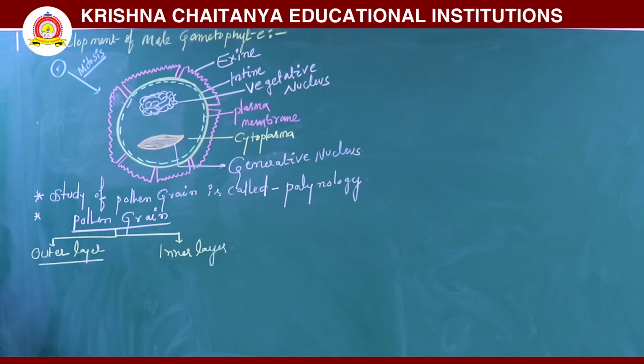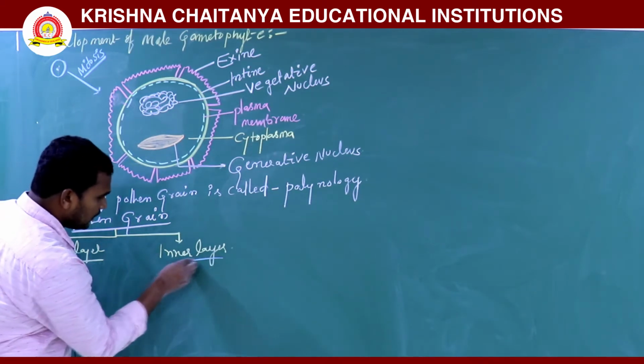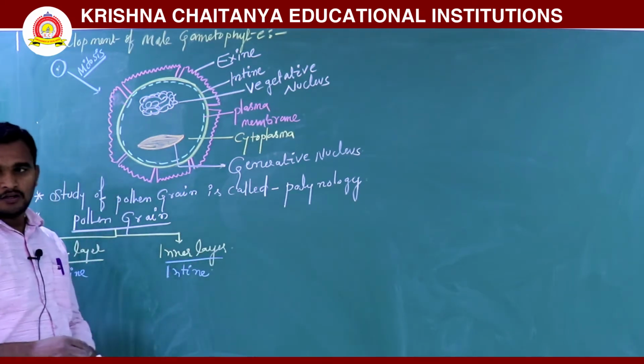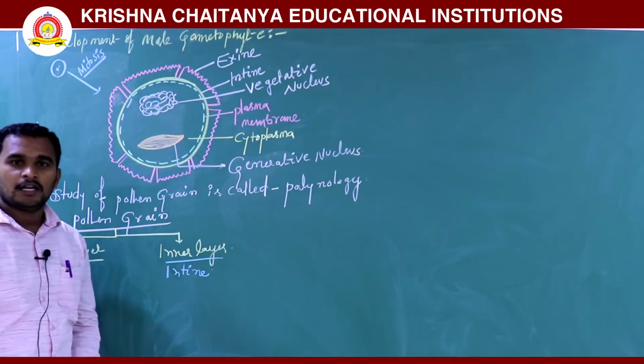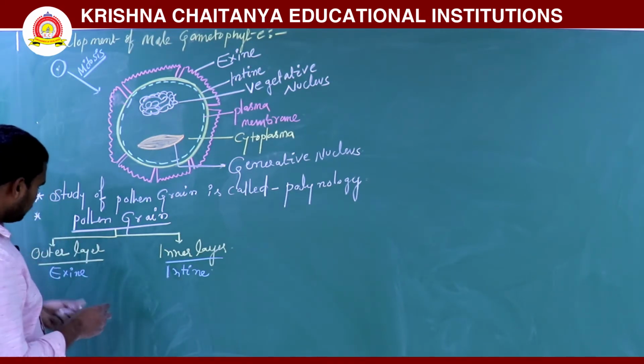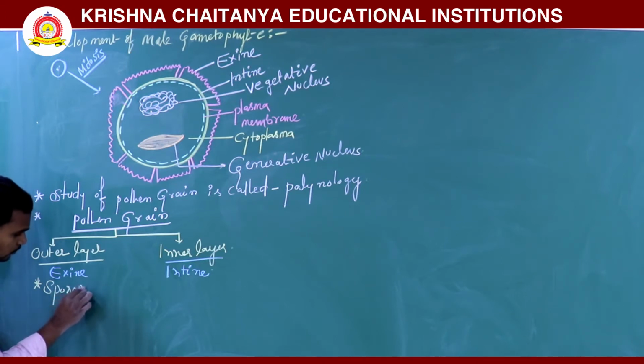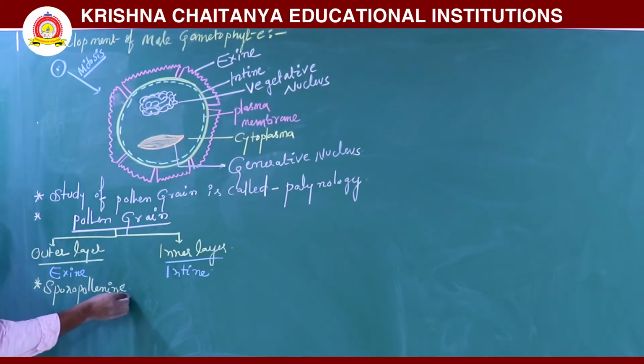The outer layer is called the exine. The inner layer is called the intine. So here, mainly the outer layer and the inner layer. The outer layer is made up of sporopollenin. That is its chemical composition. The wall is made up of sporopollenin.